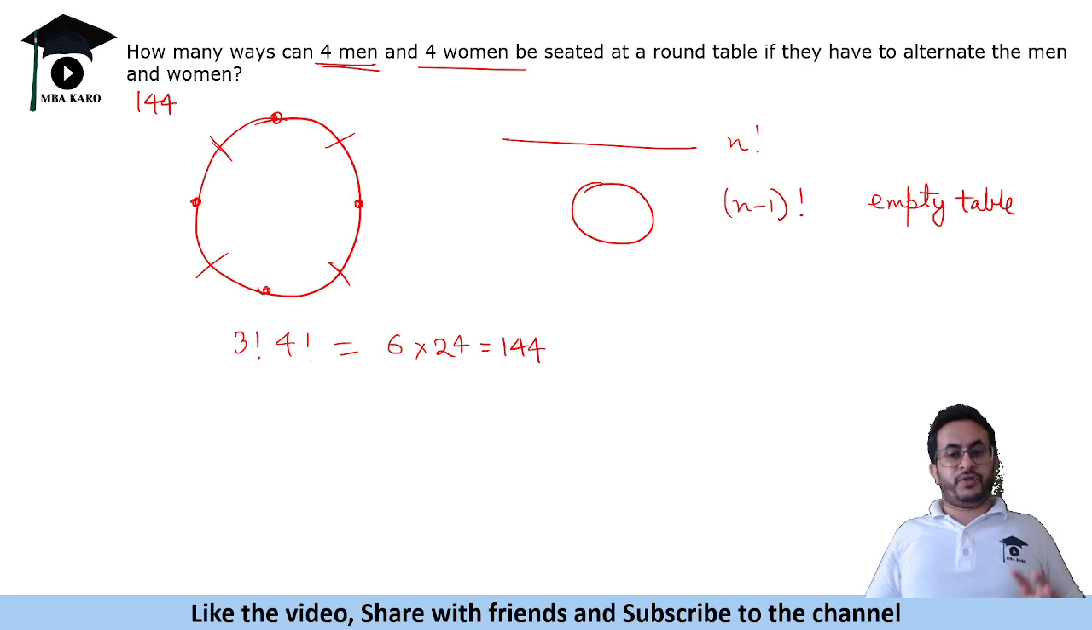If only men had to be arranged, let's say there were 6 people, we would say 5 factorial ways if it is an empty table. But once people are arranged, then we need to arrange the remaining people accordingly.